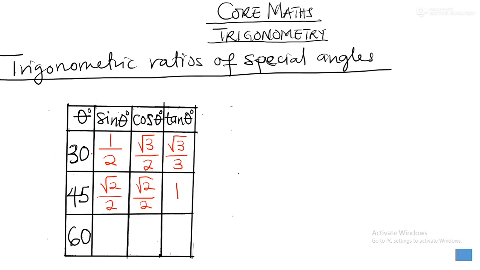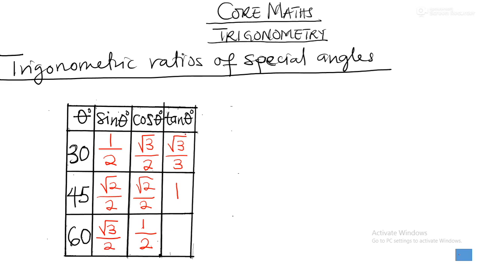We can get it from what? From the 30. Because we know that sine 30 is the same as what? Cos 60. Because 30 and 60 are what? Complementary. So sine 30 is what? Half. So it means that cos 60 will also be half. So I'll put my half here. Then I also know that sine 60 is the same as cos 30. So if cos 30 is root 3 on 2, then my sine 60 is going to be root 3 on 2.